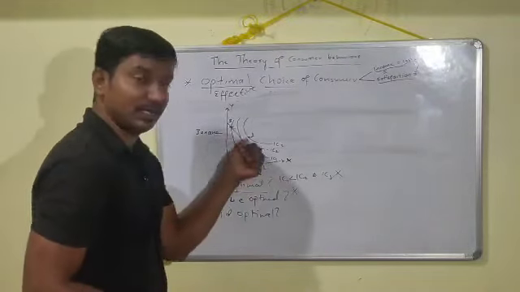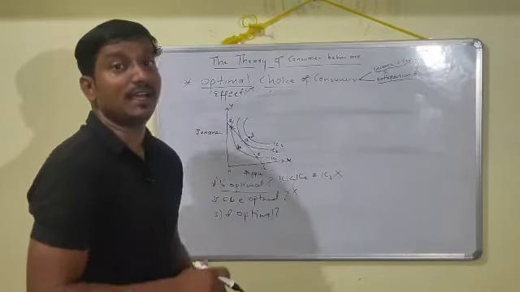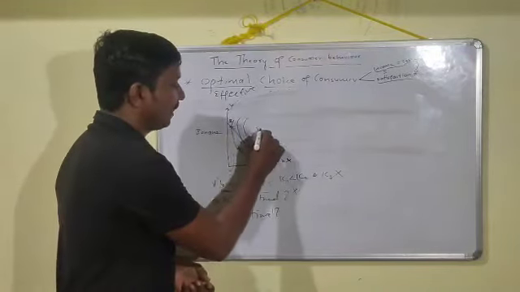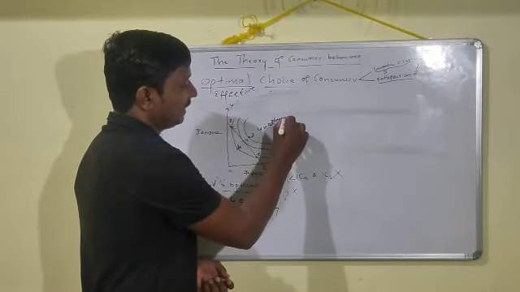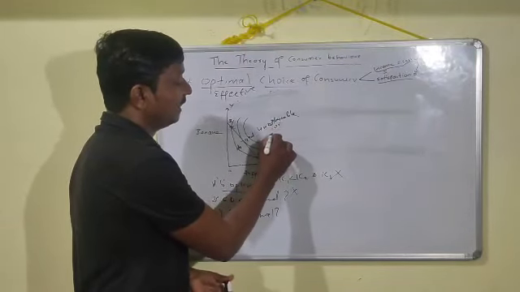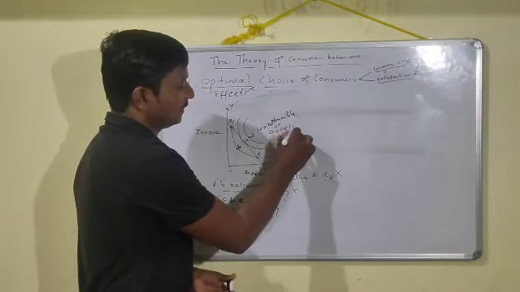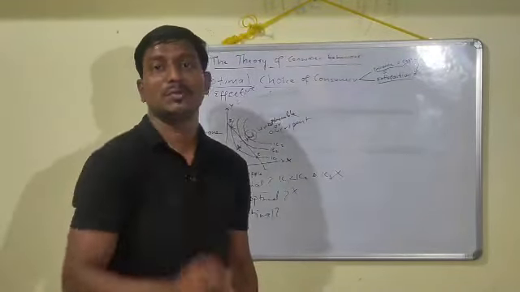Of course, it may give you a higher level of satisfaction, but you can't purchase that. That is what we call an unaffordable point. This is what we call an unaffordable or unattainable point, or in another word we can also call it overspent. See, point D cannot be considered as the optimal point.